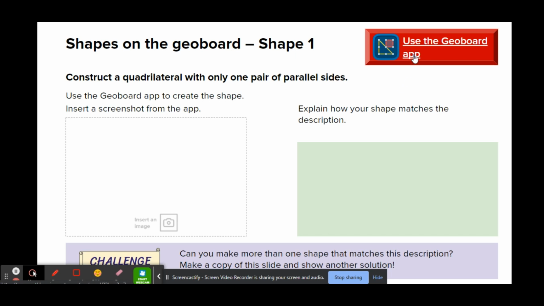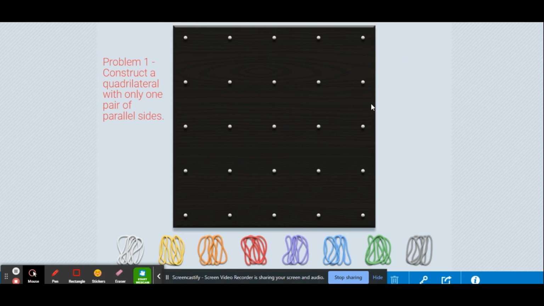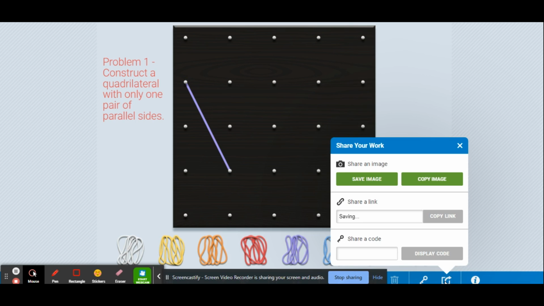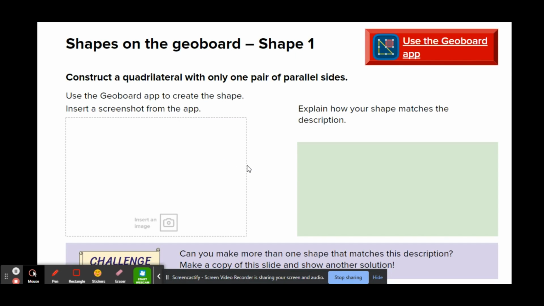So you're going to go to the Geoboard app, and it has the problem there for you also, and then just start working with it. Remember, quadrilateral, you need 4 sides, but only 1 pair of parallel sides. Now, a reminder on how to share. You'll go to this down here, save image, copy to clipboard, then go back in, click somewhere, and Control V for victory. Over here, you're going to type in, explain how your shape matches the description.